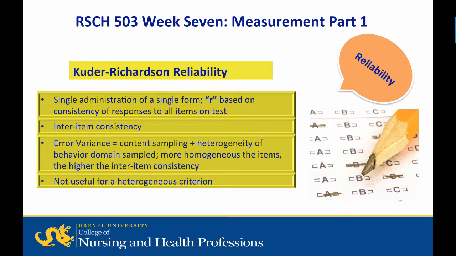With the Kuder-Richardson reliability method, a single test or instrument is administered on a single occasion, and the R computed is based on the consistency of responses to all items on the test or instrument. The Kuder-Richardson reliability method is an inter-item consistency method. The error variance with the Kuder-Richardson method includes content sampling and heterogeneity of the behavior domain sampled. The more homogeneous the items, the higher the inter-item consistency. Thus, if the items on a test or instrument are heterogeneous, the Kuder-Richardson reliability method cannot be used.